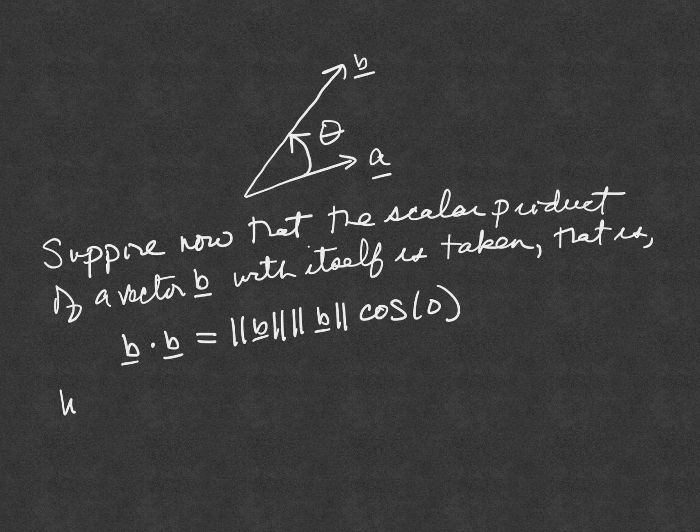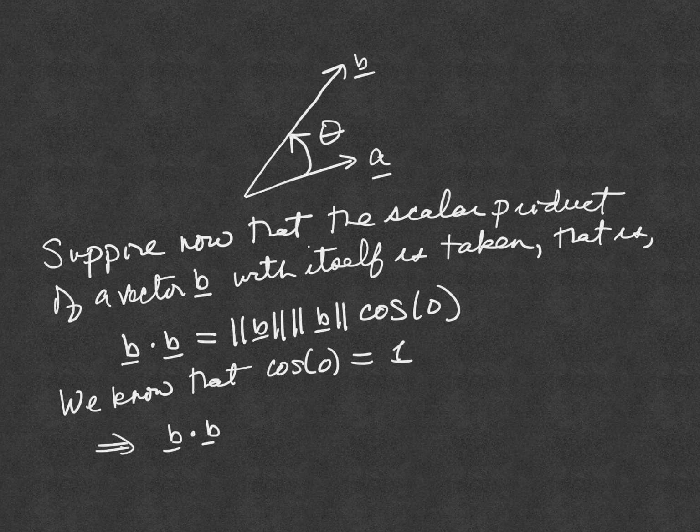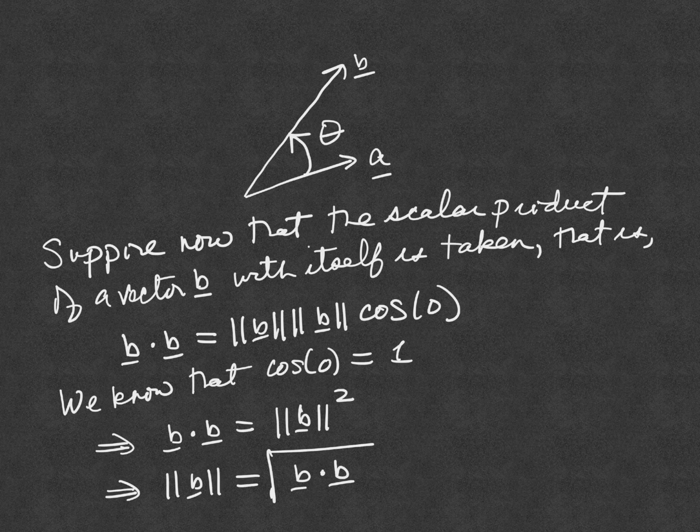Now we know that the cosine of 0 is equal to 1, which directly implies that B dotted with B is equal to the magnitude of B squared, which further implies that the magnitude of B is equal to the square root of B dotted with B. So that's how we compute the magnitude: we take the dot product of a vector with itself and we take the square root of the result, and that's the magnitude.